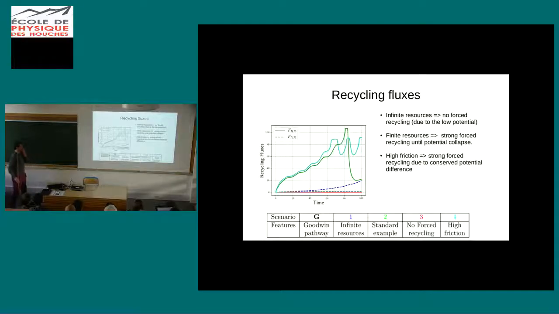If we look at the recycling fluxes, in the case of infinite resources, we do not have forced recycling because the potential stays very low, and the forced recycling depends on the value of this potential, so it stays very, very low. We have a strong increase in both cases, the standard example and high friction. There's a large increase of the recycling, and we have divergence here. This is caused by the collapse of the production, which is caused by the difference of potential being very low. Once the difference of potential is exactly zero, we cannot have recycling anymore, and we have simultaneously a collapse of the recycling.